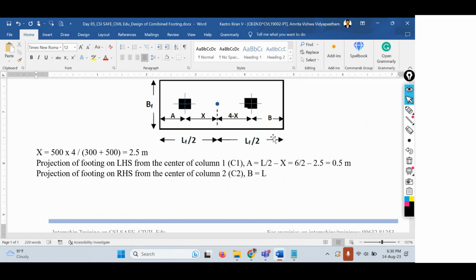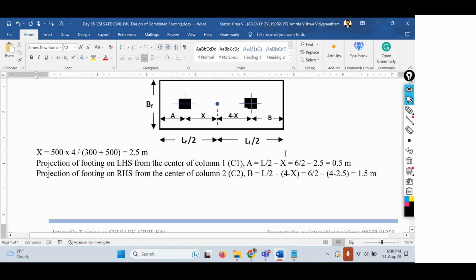So LF by 2, that is L by 2, minus 4 minus X distance. What is L by 2? L is the length of the footing, that is 6 by 2 minus 4 minus X. What is X value? That is 2.5 meters. If you solve this, you get the distance as 1.5 meters. So the distances are capital A, which is 0.5 meters, and capital B, which is 1.5 meters.